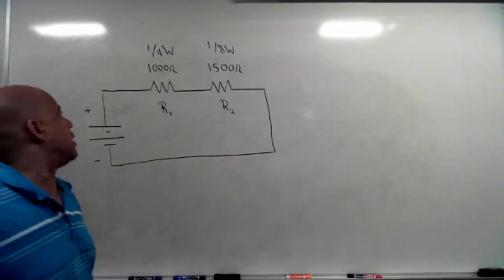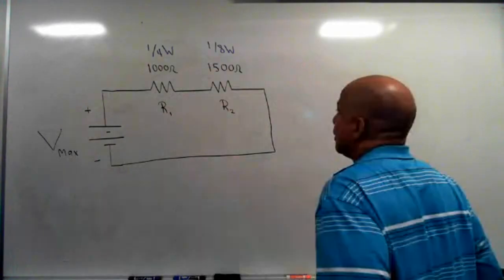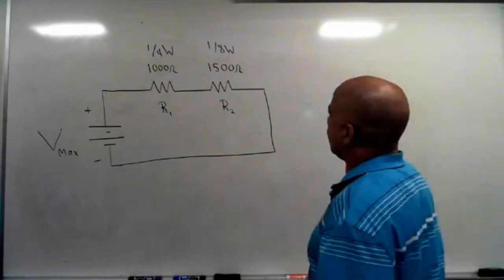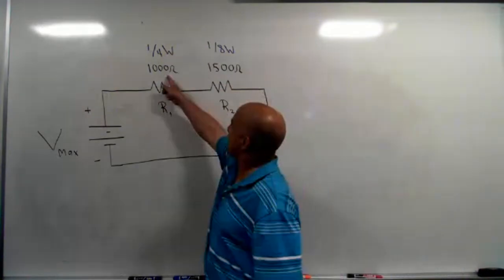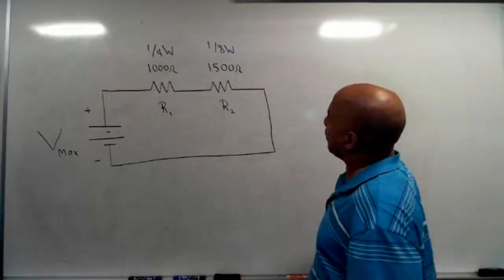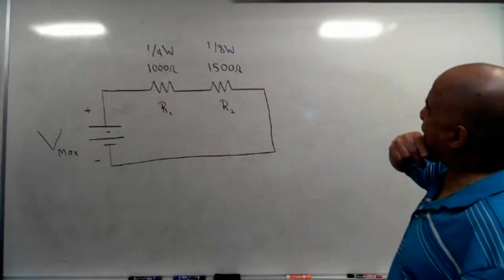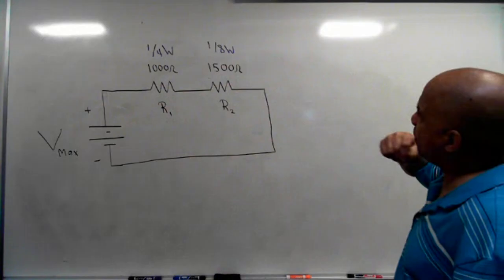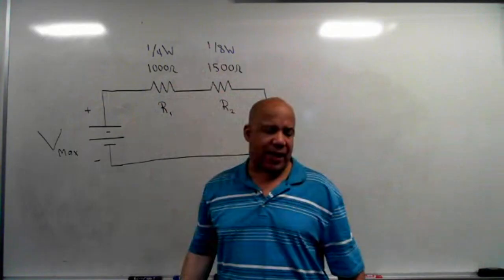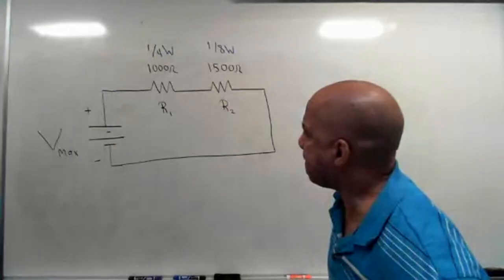All right, so here is my model of the problem. We have two resistors in series, 1,000 ohms and 1,500 ohms. A couple of things you want to understand about this problem. First of all, the 1/4 watt and the 1/8 watt. What is that? What do those numbers represent?